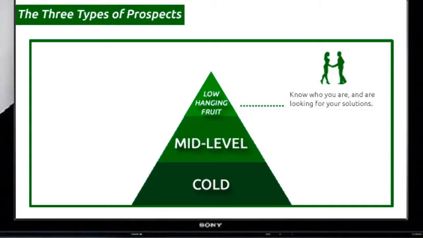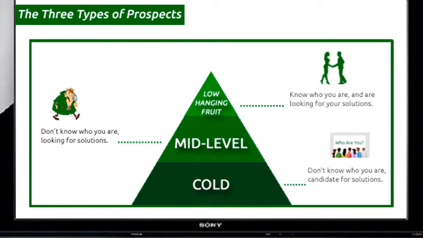The next level of prospect is what is called a mid-level prospect. This is someone who might not know you, but they're actively searching for the solution that you can provide for them. And finally, the third type of prospect is called a cold prospect. And really, this is where the majority of prospects live and the majority of customers live. This is a type of prospect who doesn't know you, might not necessarily be looking for the solution that you can provide, but they're a perfect candidate for it.